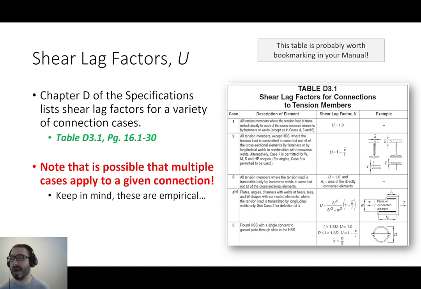Okay, now what this table lists is a series of cases that your tension member may or may not follow along. And then based on the given case, you have a formula for a shear lag factor that you can then employ. Now, the first thing I want to make clear is that it is possible that multiple cases may apply to a given connection. So in other words, you may be doing a problem and you might have case 2 as well as case 7 apply. So that is incredibly possible.